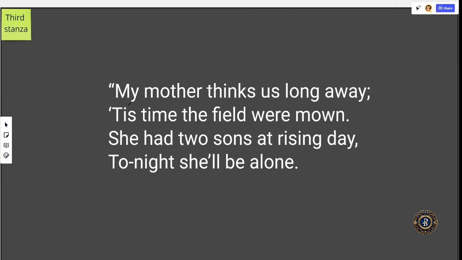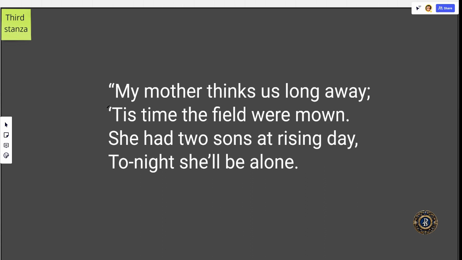In the third stanza, the speaker reminds his mother, my mother thinks us long away. Now it's quite clear in this small family, there's mother and the two sons. My mother thinks us long away. Mother is waiting for her two sons to return after working in the fields. But they haven't returned yet, so mother thinks us long away. They are taking so long to come back.